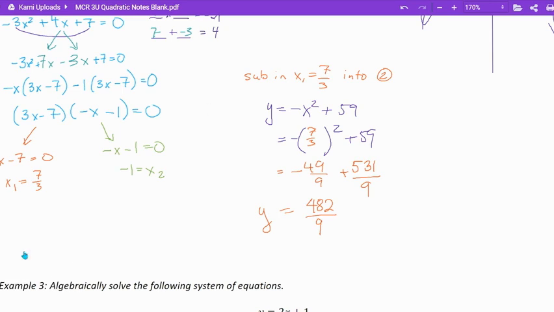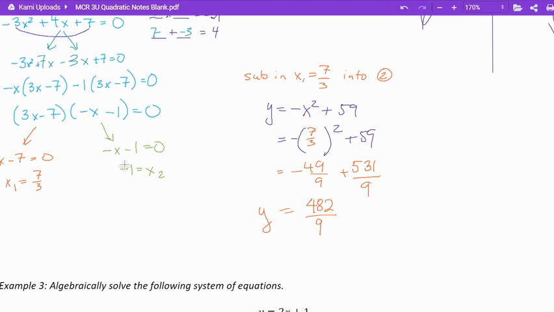So that there was a lot of BEDMAS in there. So did you get 482/9? Yeah? Good. Okay, if you didn't, what's the question? Right? There's so many places where I might make a little mistake. All right, so that gives us one of the points.